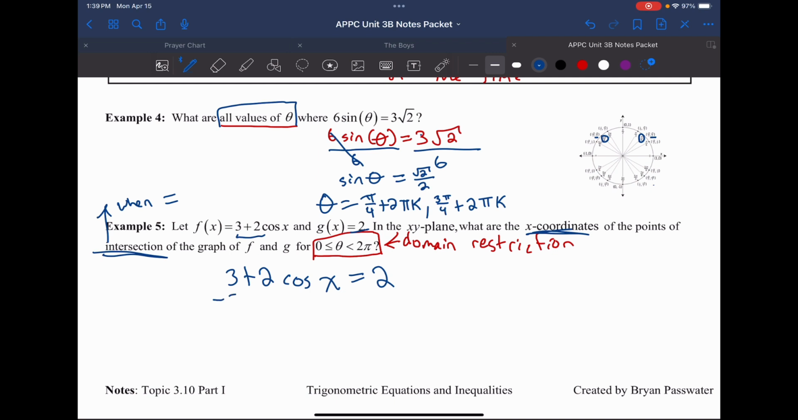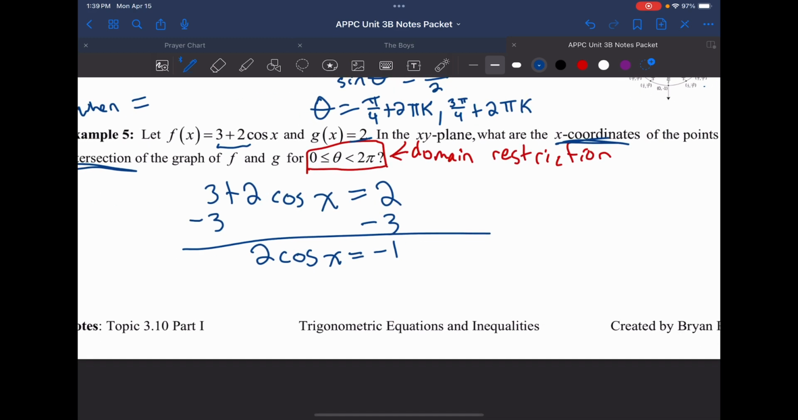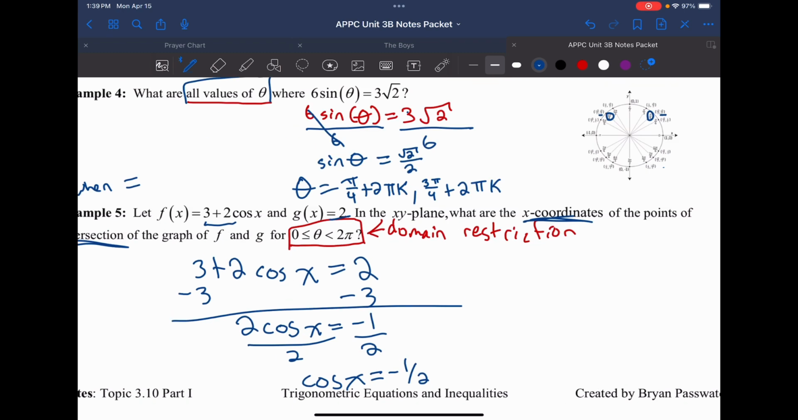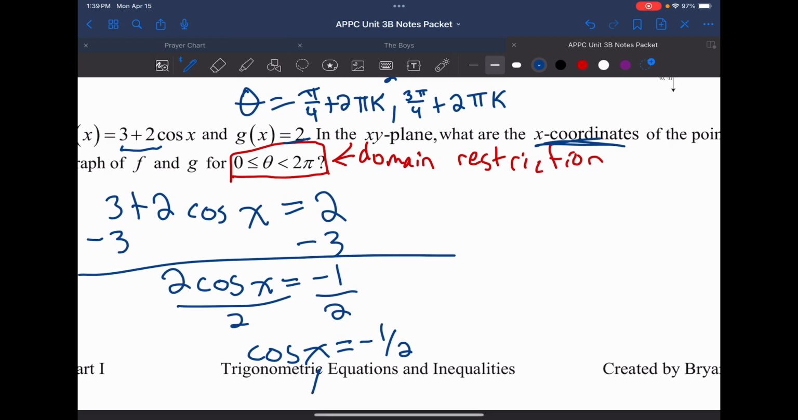That's minus 3, minus 3. You solve this like a normal equation. So 2 cosine x equals negative 1. Divide by 2, divide by 2. You get cosine of x is negative 1/2. So what x values here give me negative 1/2 for cosine?